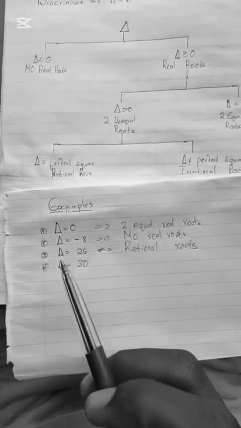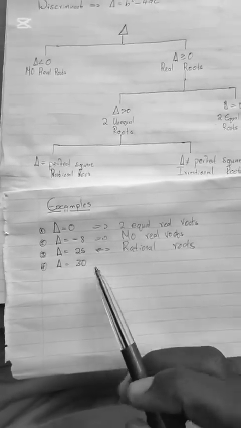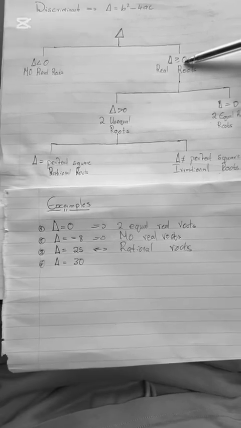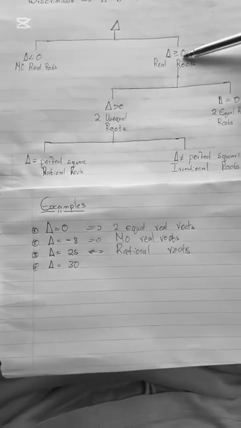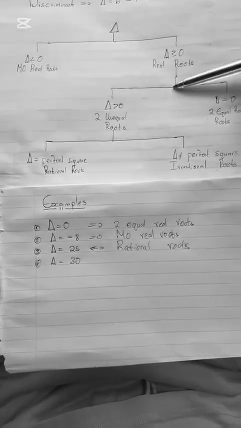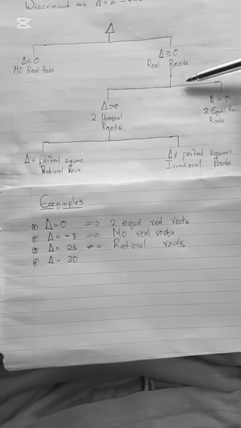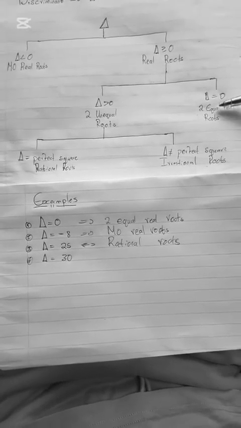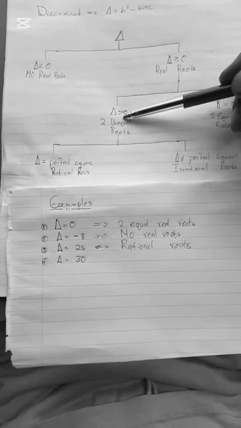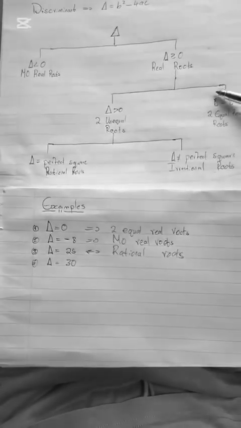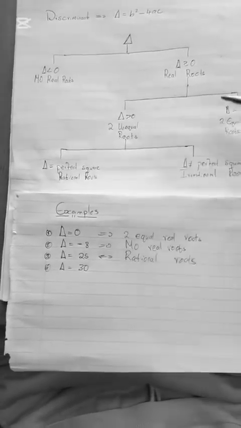Lastly, we have the discriminant being equal to 30. Back to our diagram, from here we are going to take this root because we have a positive discriminant. So far it means we have real roots. Then from here we still have options of roots. Our discriminant is not equal to 0, it is equal to 30, so we are going to take this root. So far we have two unequal roots. Then again, we still have the options of roots, meaning we can take this root or this root.